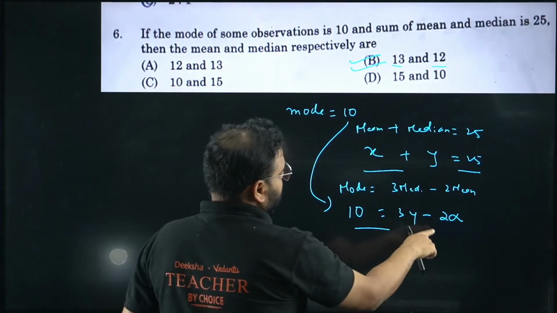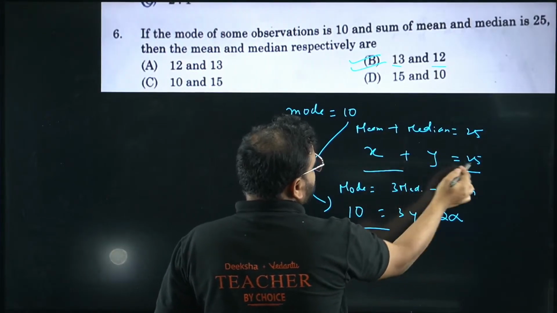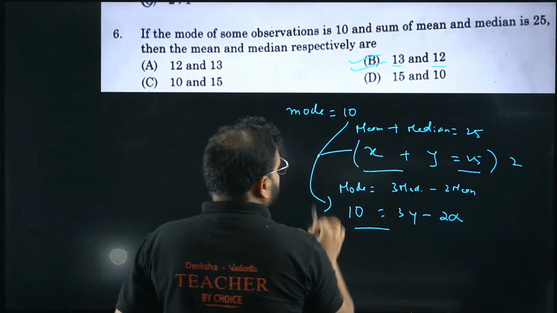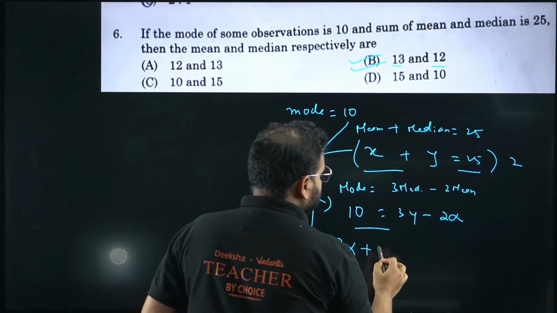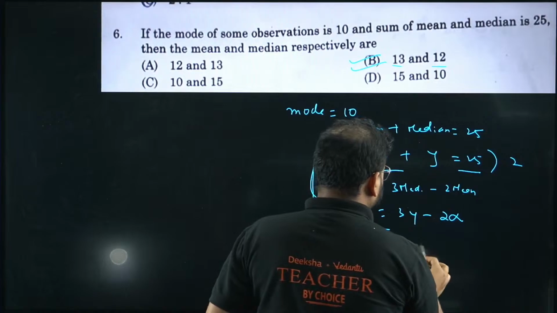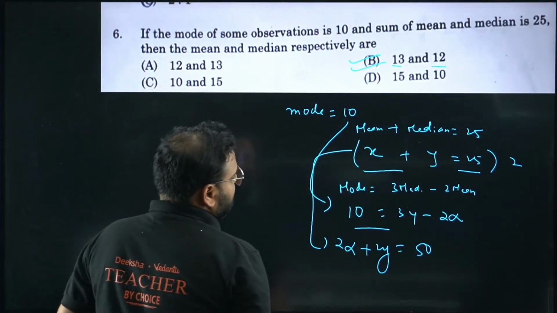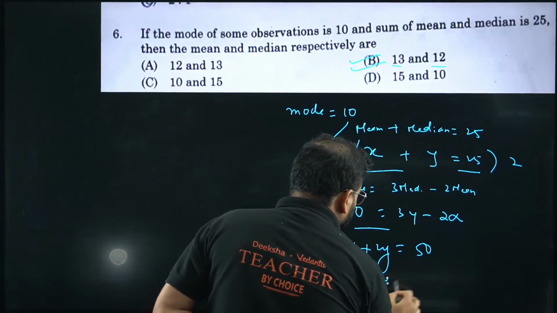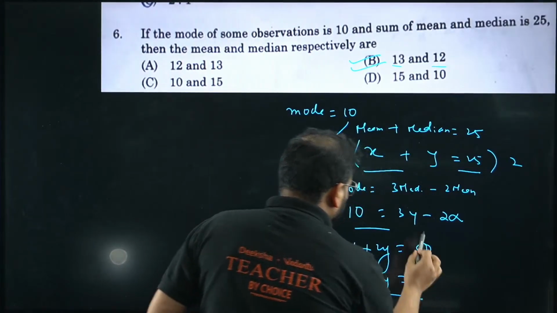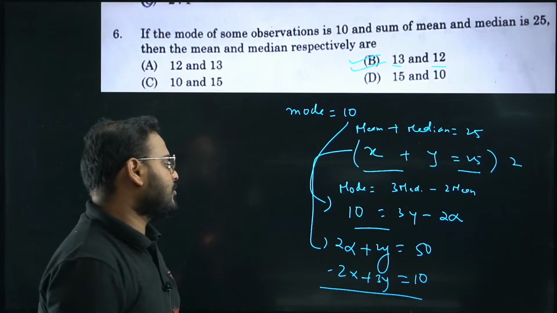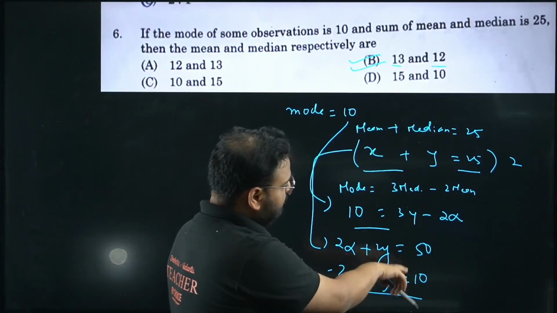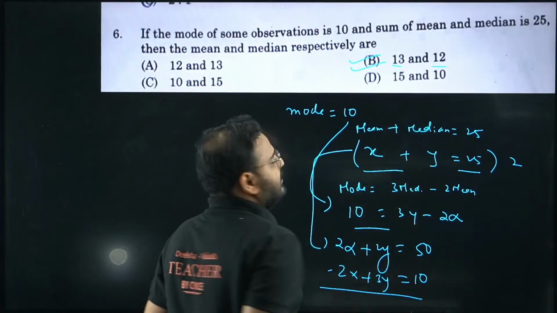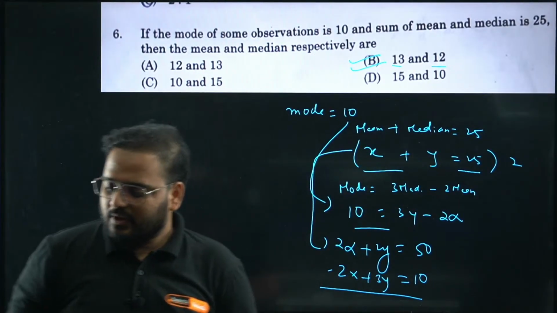Solve this. I have the two equations, 3y minus 2x equals 10 and x plus y equals 25. Do one thing, multiply this with 2. So it becomes 2x plus 2y equals 50, right? And I have this as minus 2x plus 3y equals 10, right? So add them, the x terms cancel. You have 5y equals 60. It means y will be 12 and x will be 13. Please check.